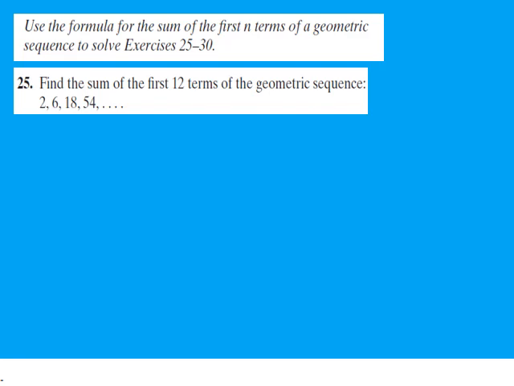Question number 25, use the formula to find the sum of the first n terms. This is exercise 10.3 in your book. Find the sum of the first 12 terms. So I want to find S12 of a geometric sequence, and the rule is Sn is equal to A1 times 1 minus r to the power of n over 1 minus r, where r is the common ratio. The first term is equal to 2, and the common ratio is 6 divided by 2, which is equal to 3.